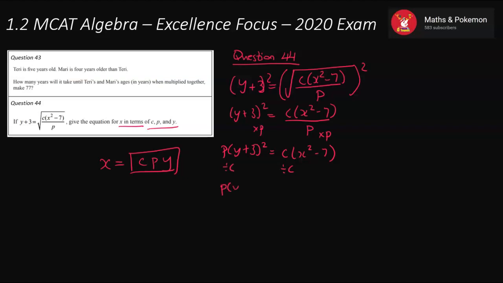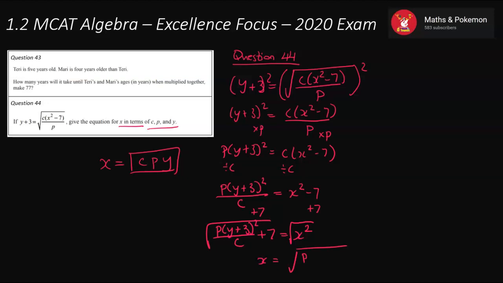So p times y plus 3 squared over c is equal to x squared minus 7. Getting a bit better, I can now go plus 7 on both sides. So we've got p times y plus 3 squared over c plus 7 is equal to x squared. Oh, that's a funny squared. And finally, I can get rid of that square by square rooting both sides. So x will be equal to the square root of p times y plus 3 squared over c.